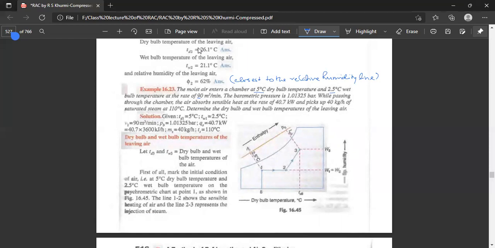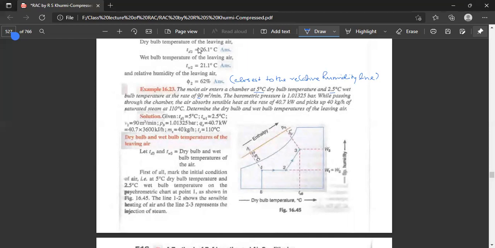And thus, QS is equal to 40.7 into 3600 kilojoule per hour, MS is 40 kg per hour, and TS is equal to 100 degrees centigrade. MS is the mass of the steam coming in, 40 kg per hour, which is converted from the given mass of the steam. This is the heat content, or sensible heat content, of the steam coming in.